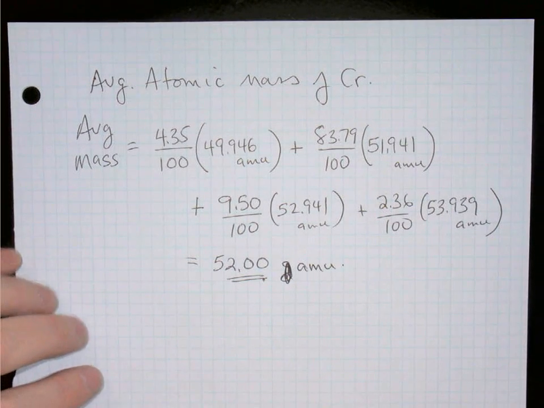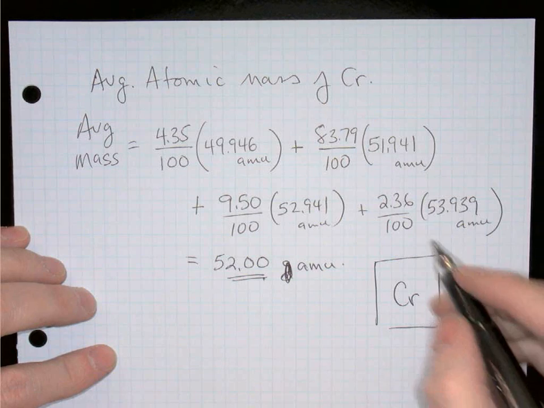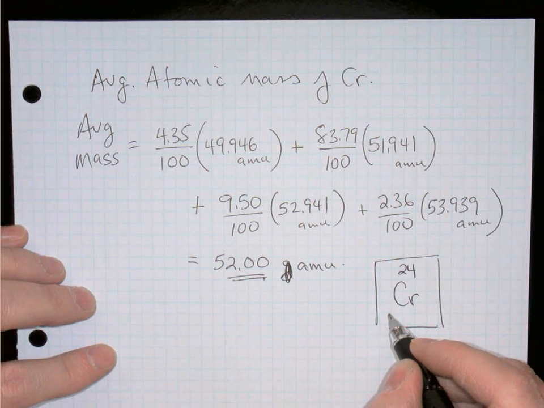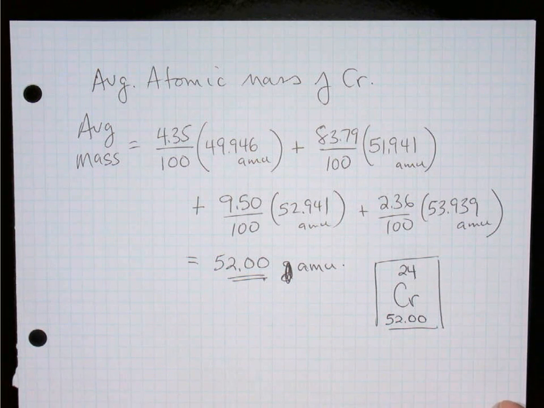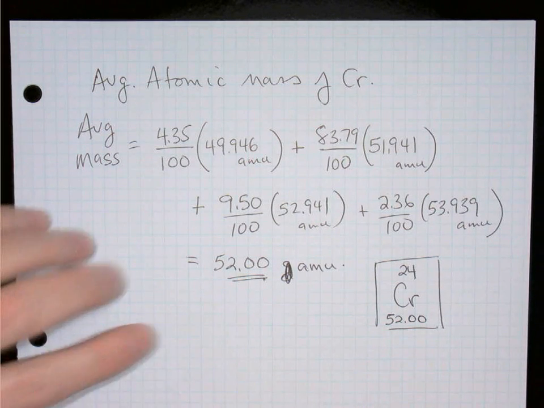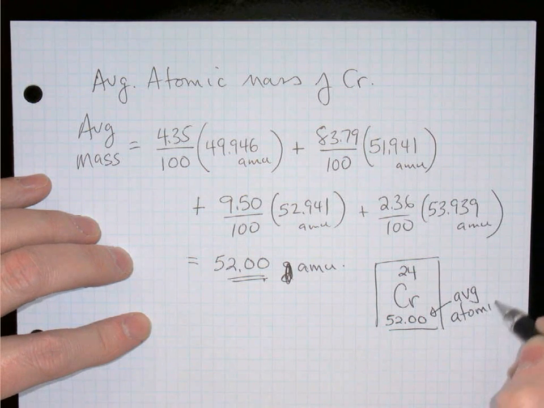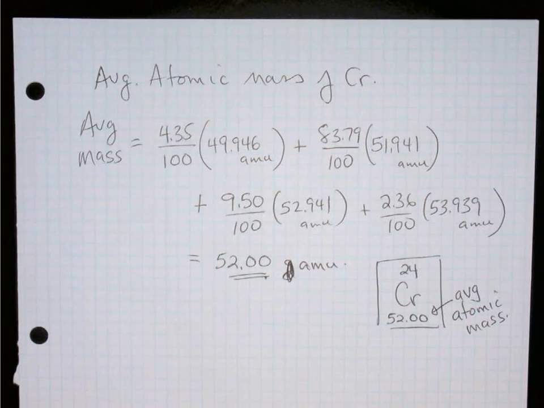If you looked on a periodic table for chromium, you'd see this. Chromium with the number 24 above, that's its atomic number, it has 24 protons in its nucleus, and underneath it you'd see this number, 52.00, or perhaps 51.996, something like that. That's the average atomic mass on a periodic table. The average atomic mass. Okay? That's not that hard, I hope you'll agree.